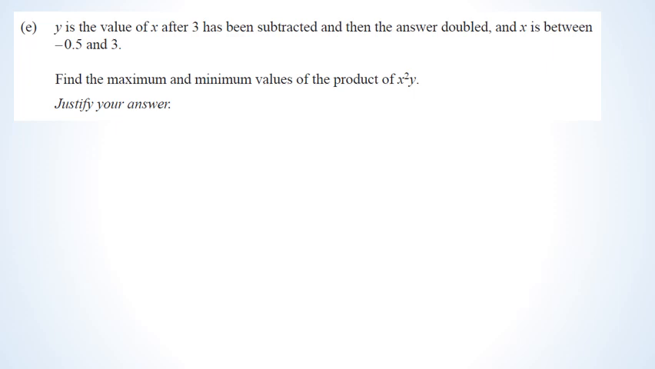So with this question, guys, the first thing it says is that y is the value of x after 3 has been subtracted and then the answer doubled. So then what we'd have is y is equal to x minus 3 multiplied by 2. So we can rewrite this as y is equal to 2 times x minus 3.